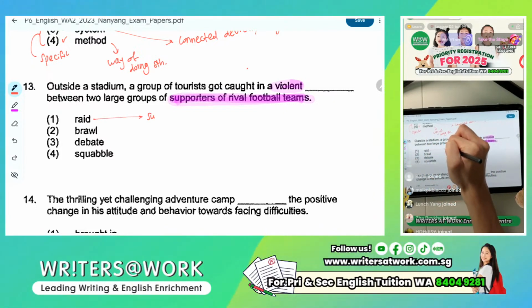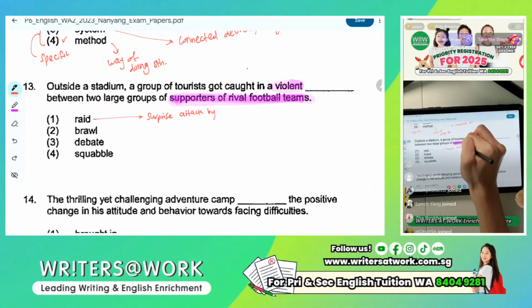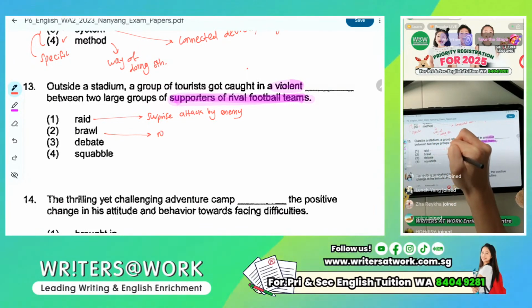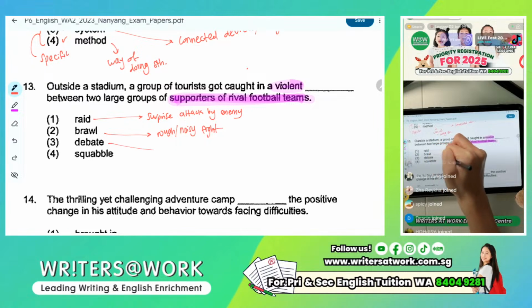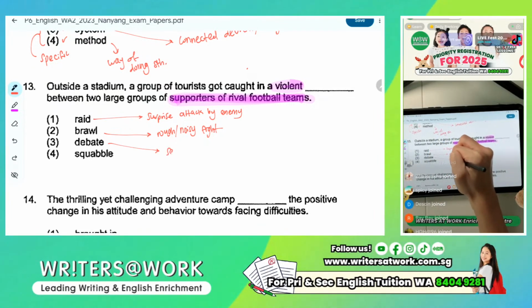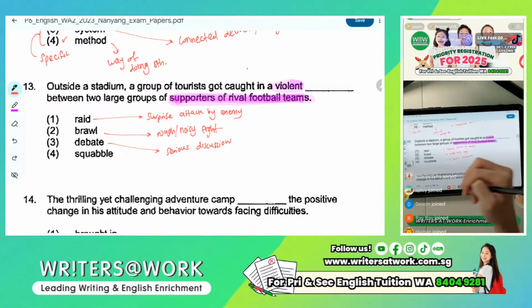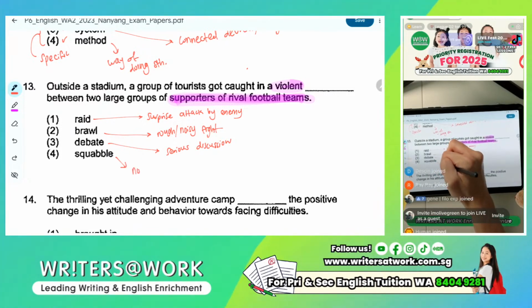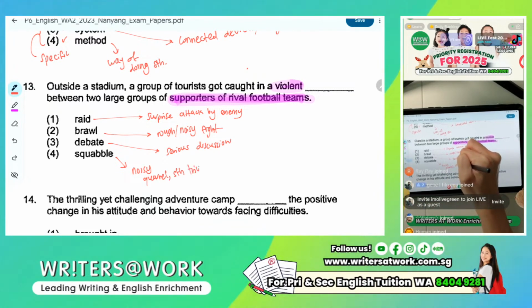Raid here means there's a surprise attack by enemy. Brawl means a rough, noisy fight. Debate means a serious discussion. Or you can also be referring to some kind of formal argument. While squabble is a noisy quarrel. And this is usually over something trivial. That means something that is very insignificant or small.